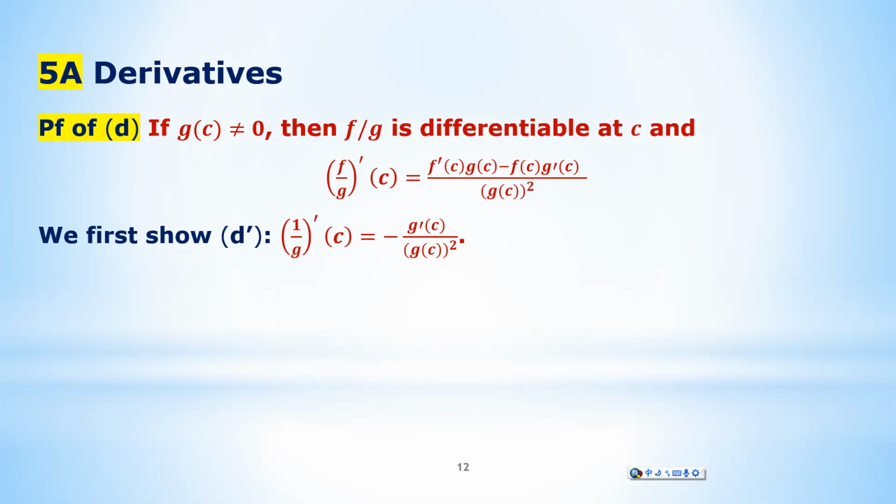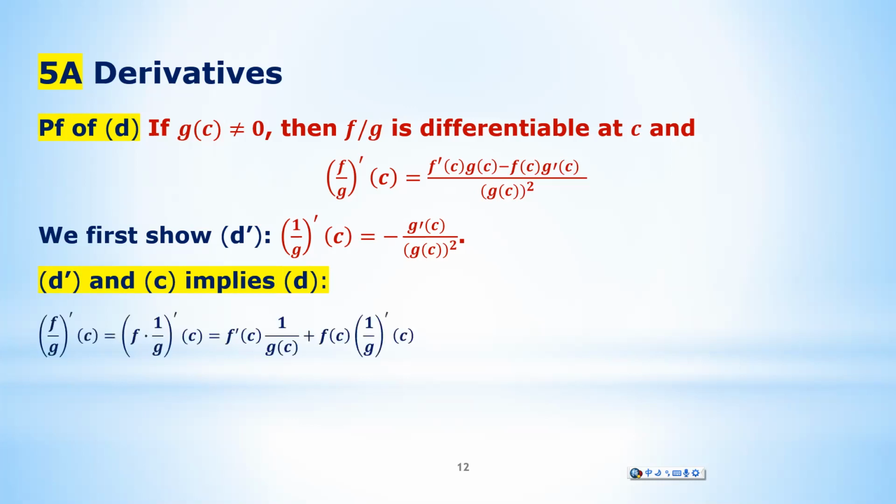And we claim that in order to show the full quotient rule, I only need to show D prime, the simplified quotient rule. Why? Because D prime combined with C, the product rule, together imply the full quotient rule in part D. So I can show you why.